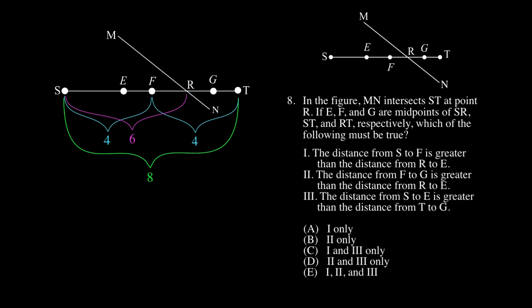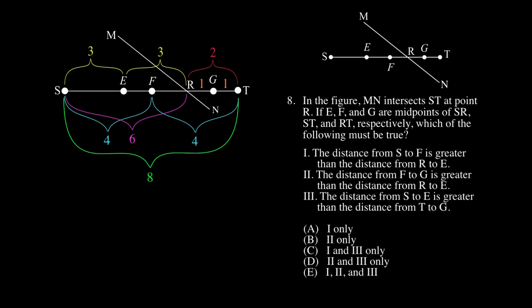From here, we know the midpoint of SR is E, so that means SE would be 3 and ER would be 3. And then let's make RT 2. We don't have a choice because ST was 8 and SR was 6, so 8 minus 6 is 2. So we know that RT is 2, which means that RG would be 1 and GT would be 1 because G is the midpoint of RT. So from here, we have all of our values filled out. We can move on to the answer choices.